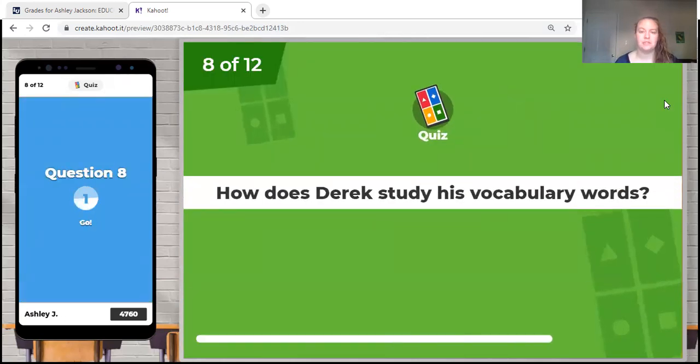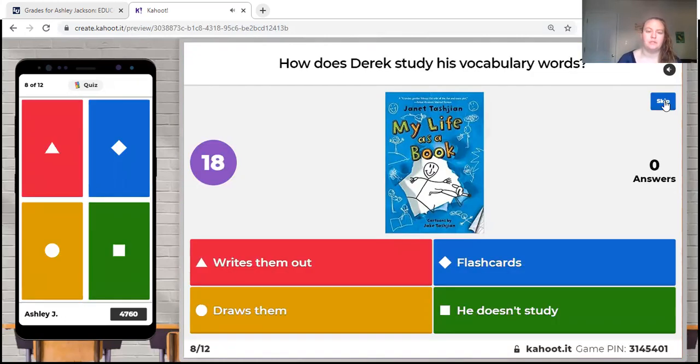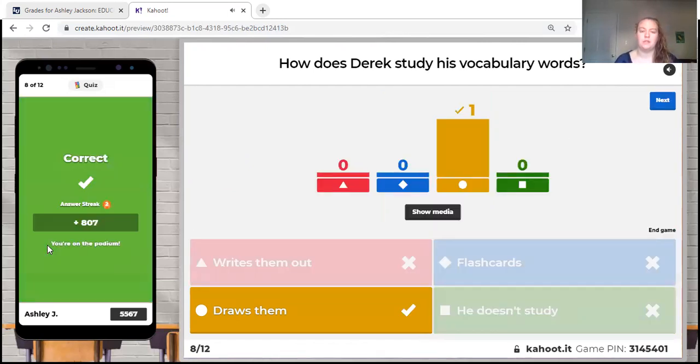How does Derek study his vocabulary words? Does he write them out, use flashcards, draw them, or he doesn't study? Okay, so the student will select what they believe is correct, and he does draw them. Okay, he likes to draw. From our previous questions we know that he likes to draw, so when he draws his vocab words, he is understanding them better.